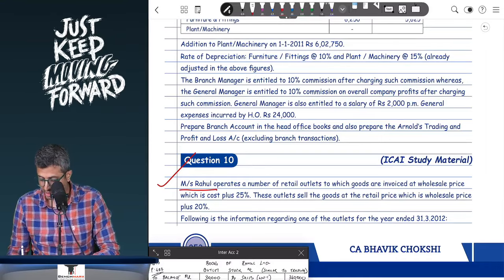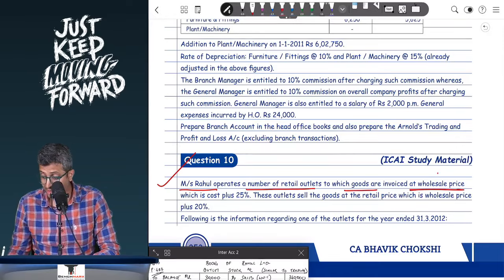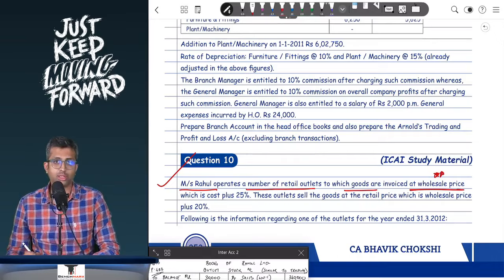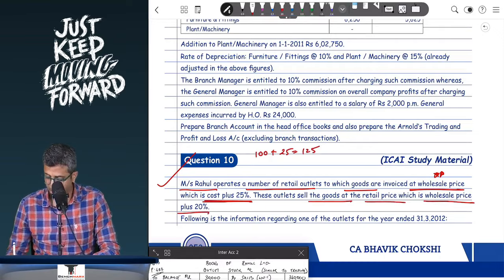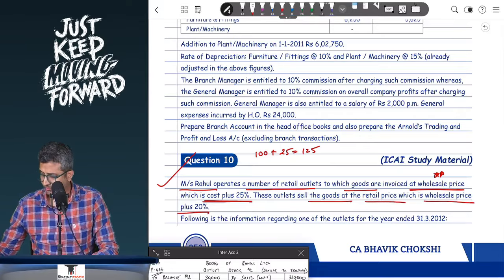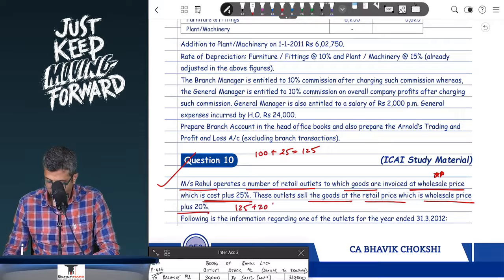Mrs. Rahul operates a number of retail outlets to which goods are invoiced at wholesale price. As you can see, they clearly mention that goods are invoiced at wholesale price, which is cost plus 25%. So wholesale price or invoice price, if your cost is 100 plus 25, that is 125. These outlets sell goods at retail price, which is wholesale price plus 20%. So 125 plus 20%. This comes to maybe 150.